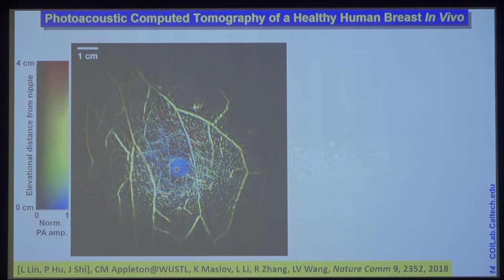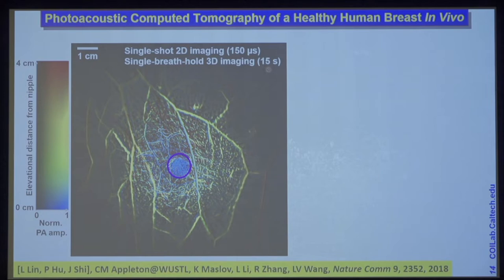Each 2D image was acquired within 150 microseconds, the acoustic transit time across the field of view. This is a bigger field of view than the small animal. The entire 3D image was acquired within a single breath hold to minimize any breathing-induced artifact. And so within 15 seconds, we can acquire the entire 3D image.